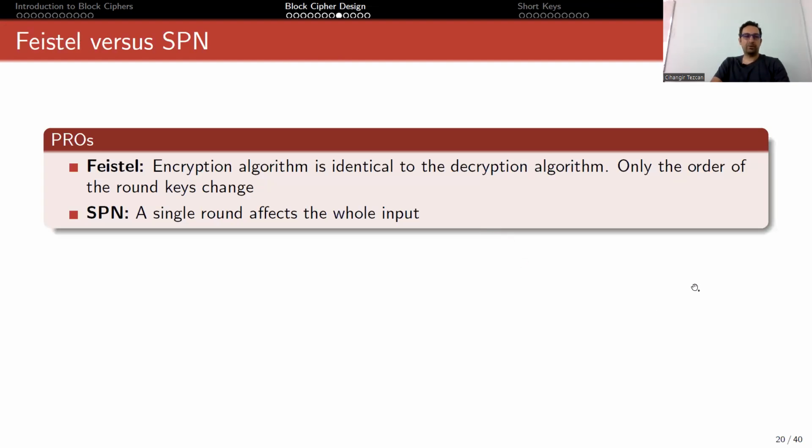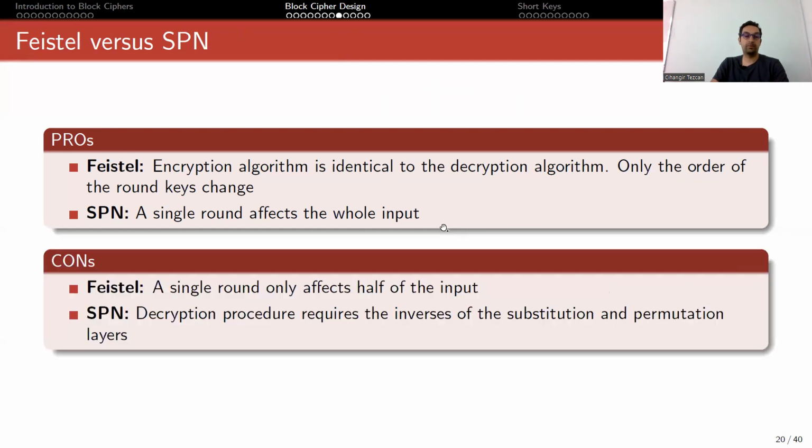So there are some pros and cons. If you want to compare Feistel with SPN, the pros are as follows. In the Feistel, the encryption algorithm is identical to the decryption algorithm, as I just mentioned. Only the order of the round keys changes, so it is easier to implement and saves you space in hardware, or your implementation cost. But in SPN, a single round affects the whole input, so you're producing more confusion and diffusion. Of course, it depends on your choice of the primitives, but still, you are affecting the whole input.